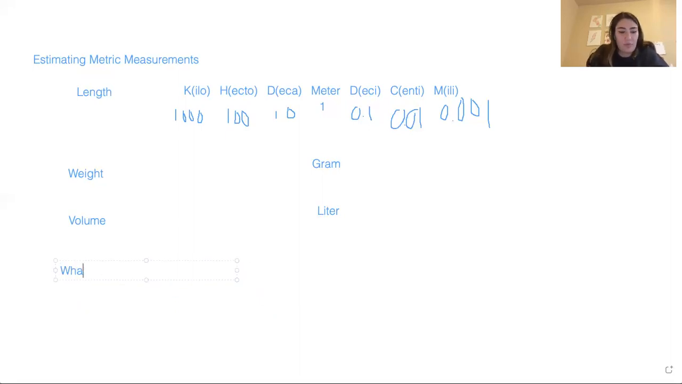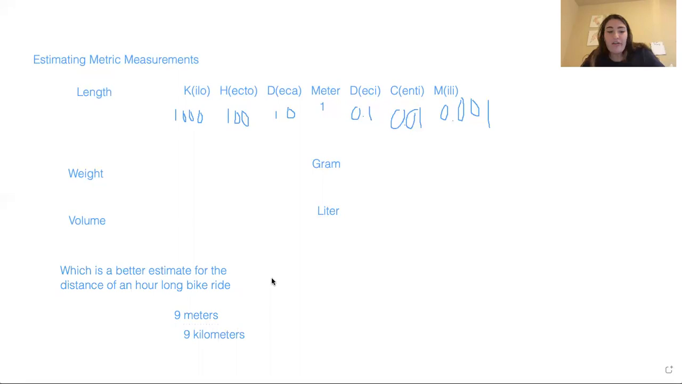So which is a better estimate for the distance of an hour-long bike ride? Our options are going to be 9 meters or 9 kilometers.